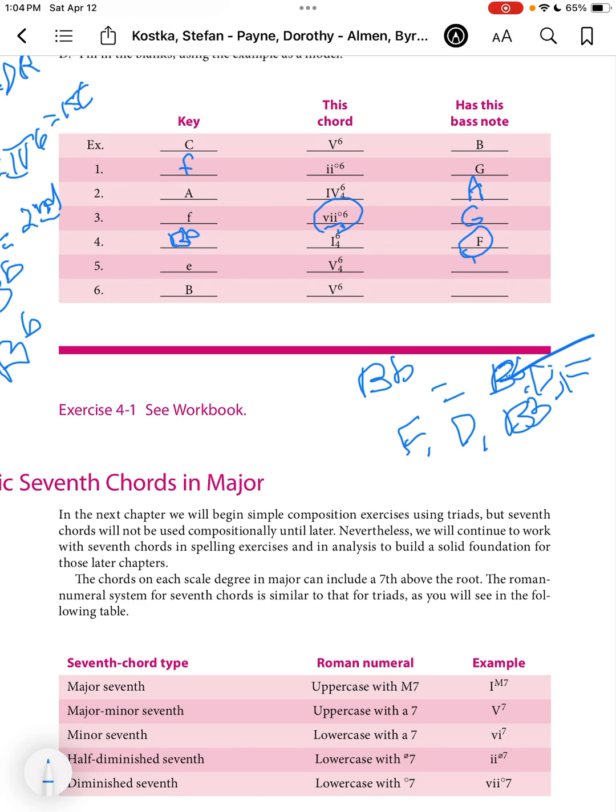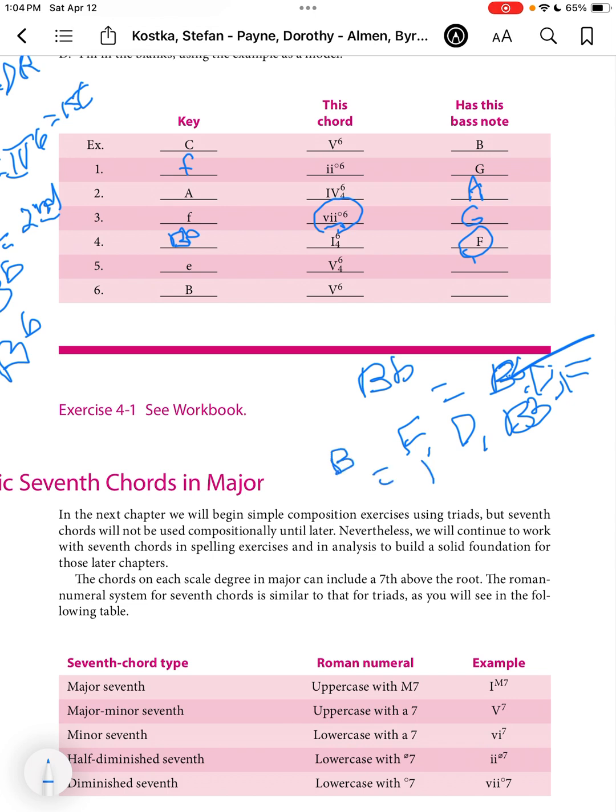Oh, I think I had the F one wrong. Okay, I'm checking it. Okay, so E in the 5 chord. It has to be a B, so I'm going to say B for the 5 chord.